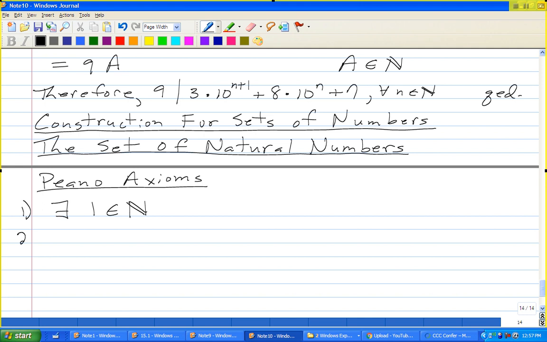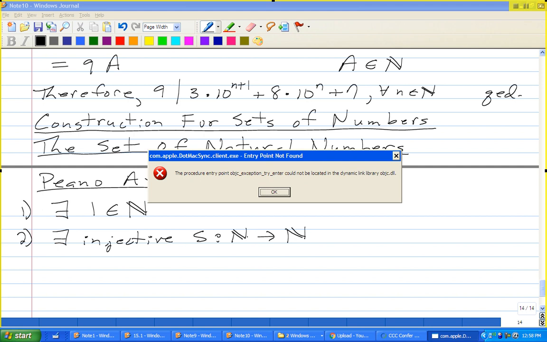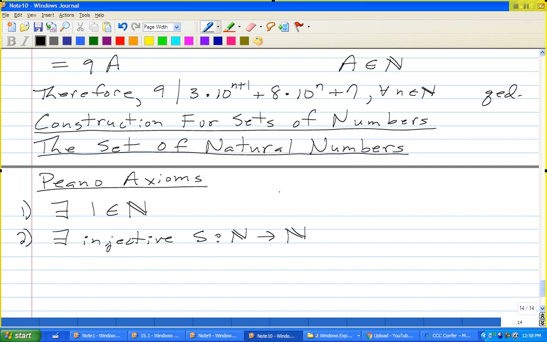Next, there exists some injective function, S, that goes from the natural numbers to the natural numbers. It'll be injective, but it will not be surjective. This S function is called the successor function. It can be thought of as the next number. So if I look at the number 12, then the successor of 12 is 13. Okay, and so it's the next number, the next natural number.